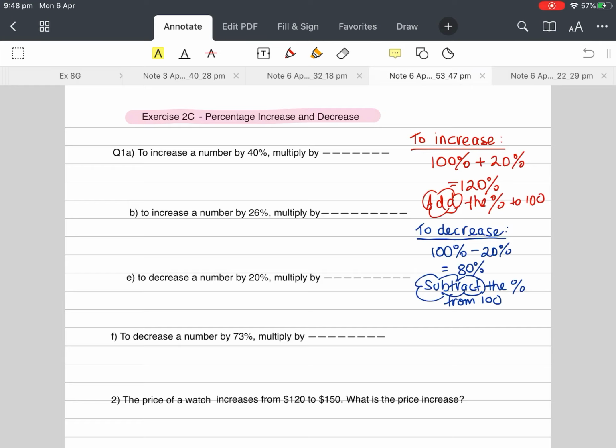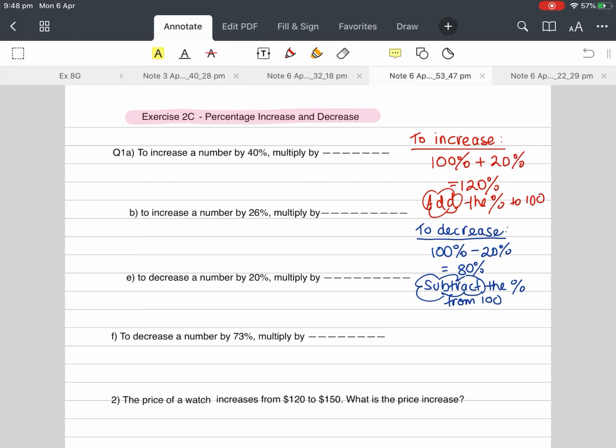So if you have a look at the red writing on the right, it says to increase something you actually have to add a percent to 100%, okay? And that creates a new percentage. For example, there I've got 100% plus 20%. So if I'm adding on 20%, I go 100 plus 20 and I get 120. So I'm actually going to multiply. If I'm increasing something by 20%, I'm going to multiply by 120%.